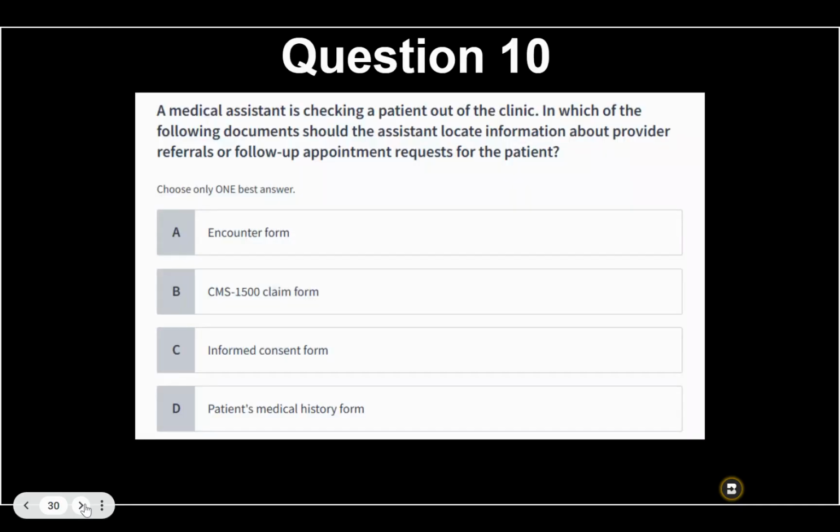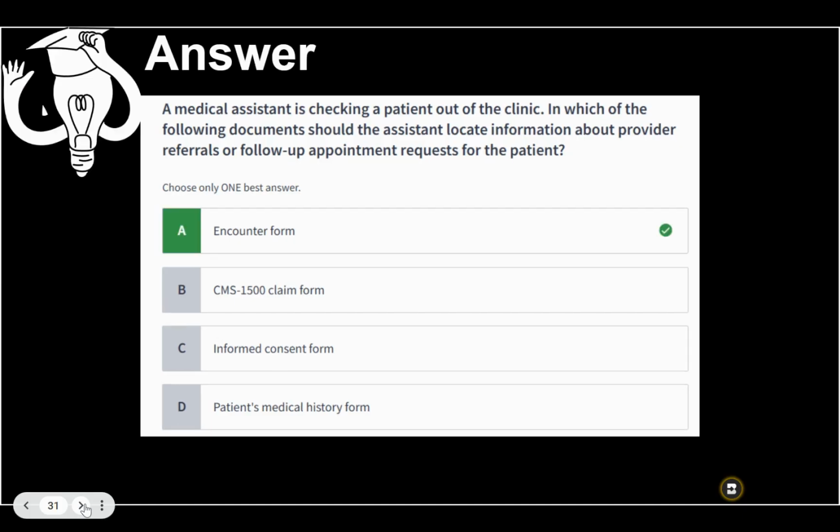Question number 10. A medical assistant is checking a patient out of the clinic. In which of the following documents should the assistant locate information about provider referrals or follow-up appointment requests for the patient? Would it be A, the encounter form, B, the CMS 1500 claim form, C, informed consent, or D, the patient's medical history form? If you said A, the encounter form, then you are correct.